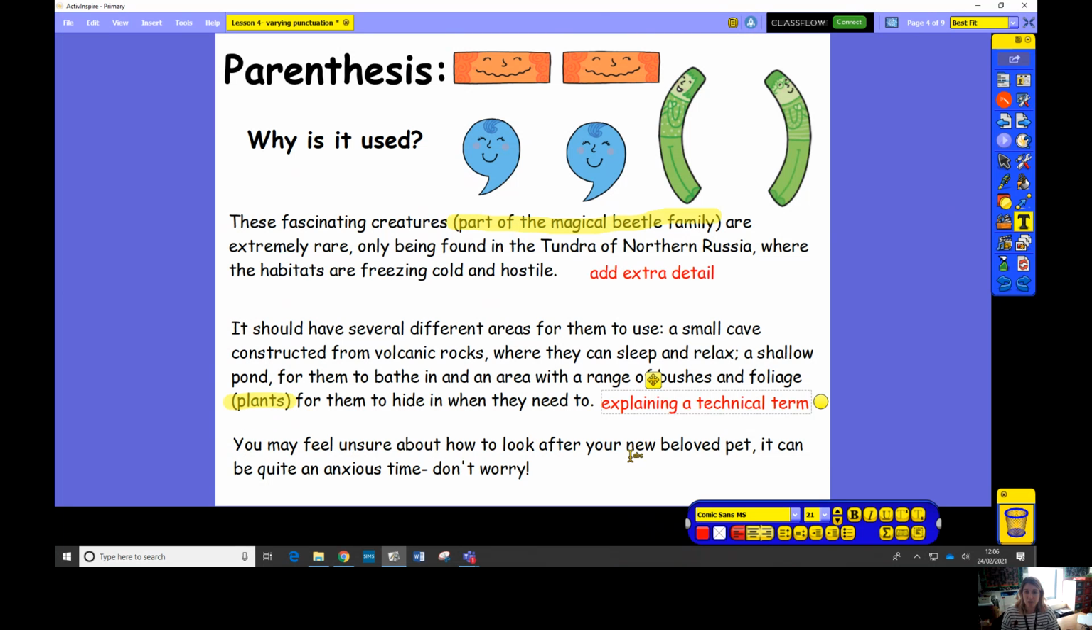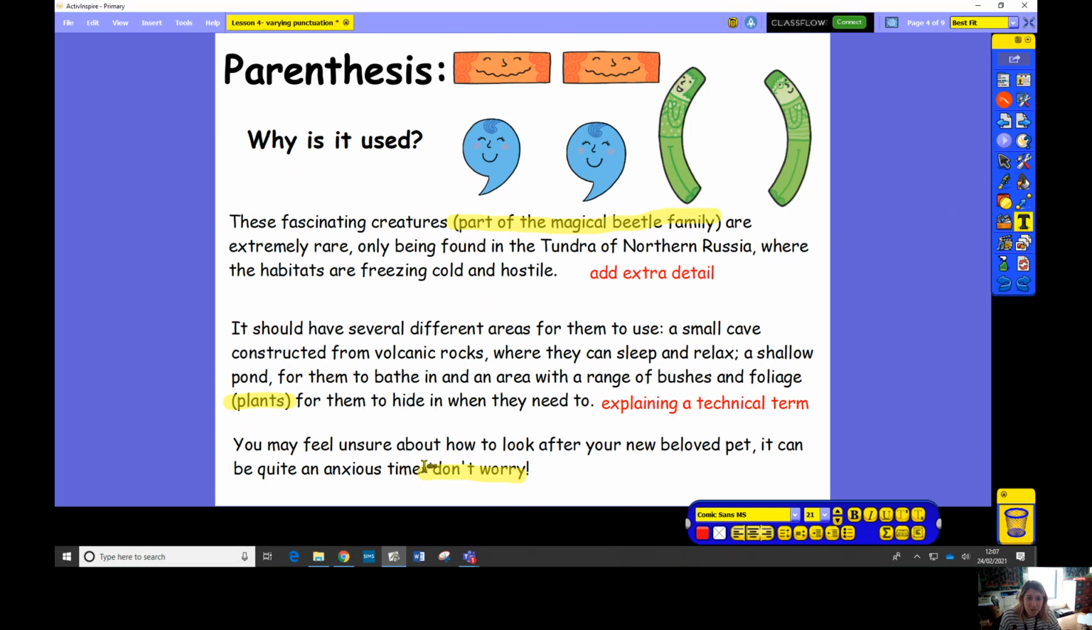You may feel unsure about how to look after your new beloved pet. It can be quite an anxious time. Don't worry. So this one is a bit different. We've used a dash this time, and it's at the end of the sentence, okay? Oh, that went terribly wrong. It's at the end of the sentence.